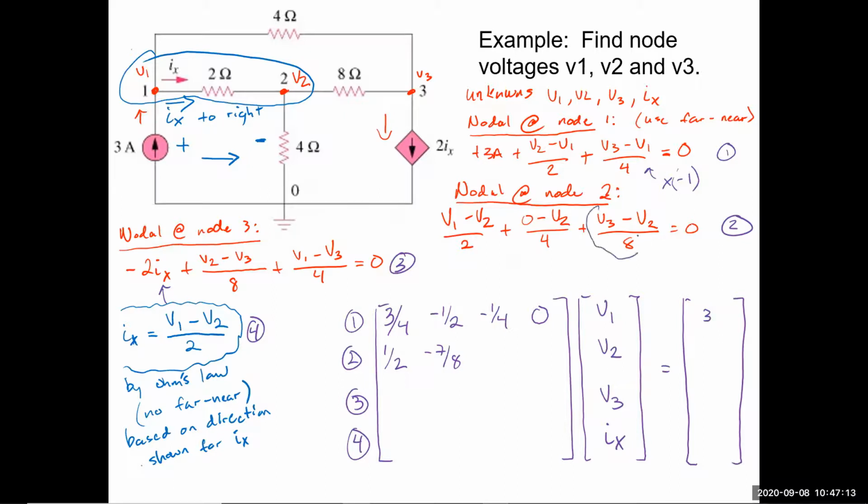For V3, we've got a positive 1/8 there. And then take a look at equation 2. There's no Ix terms in it, so that's 0. And then the whole thing ends up being equal to 0. So we're good there.